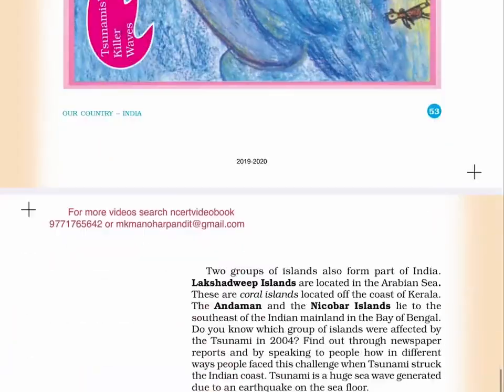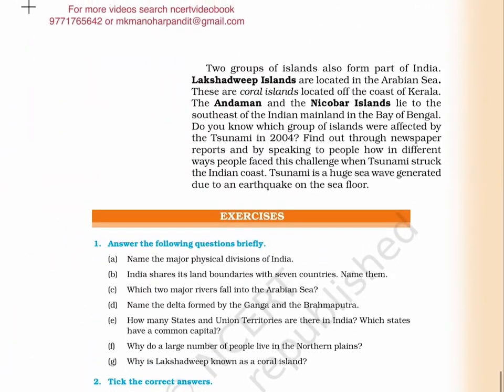Page number 54. Two groups of islands also form part of India. Lakshadweep Islands are located in the Arabian Sea. These are coral islands located off the coast of Kerala. The Andaman and the Nicobar Islands lie to the southeast of the Indian mainland in the Bay of Bengal.